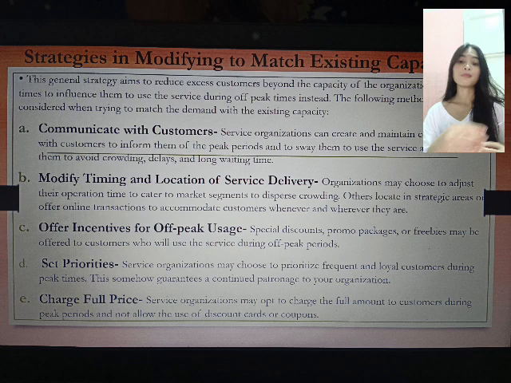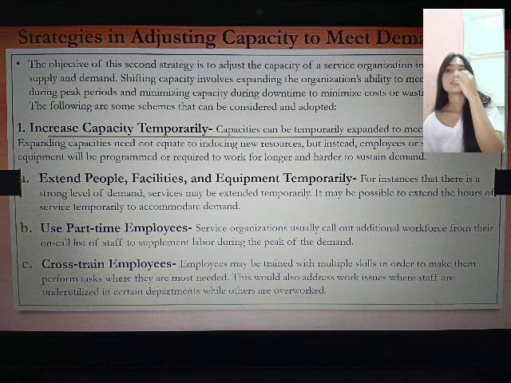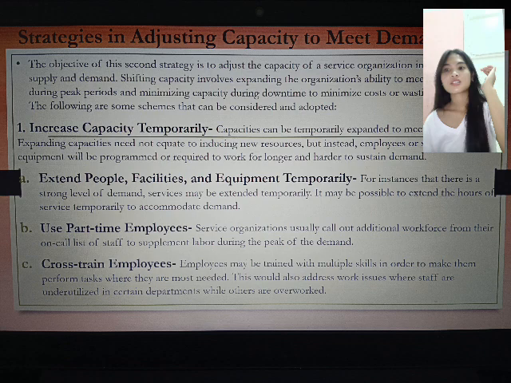So there are strategies in adjusting capacity to meet demand. The objective of this second strategy is to adjust the capacity of a service organization in order to match supply and demand. Shifting capacity involves expanding the organization's ability to meet customers' needs during peak periods and minimizing capacity during downtime. To minimize cost of wasting resources, the following are some schemes that can be considered and adopted.